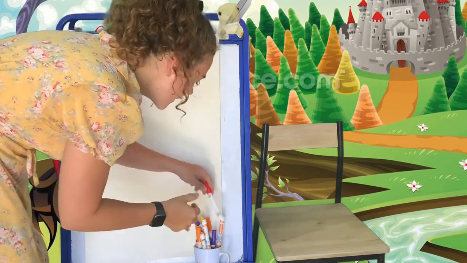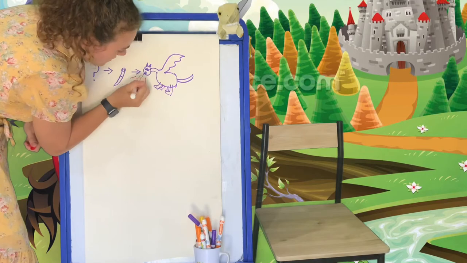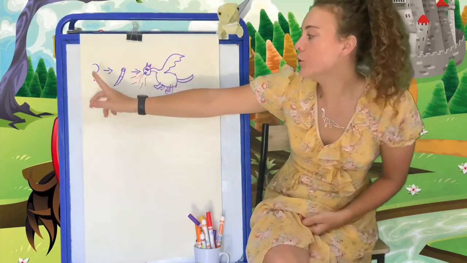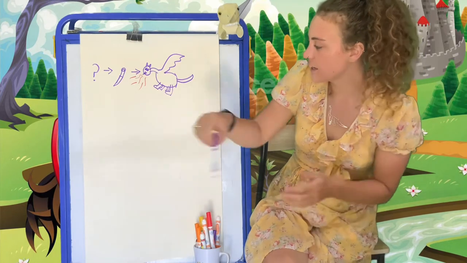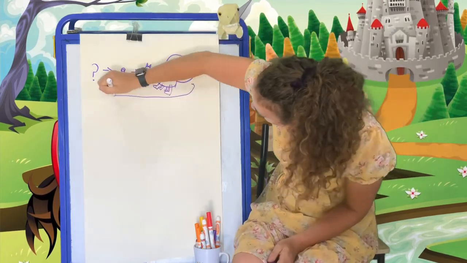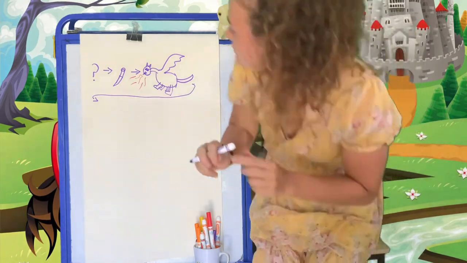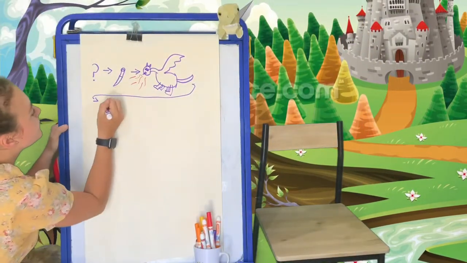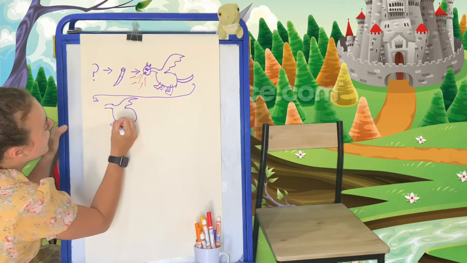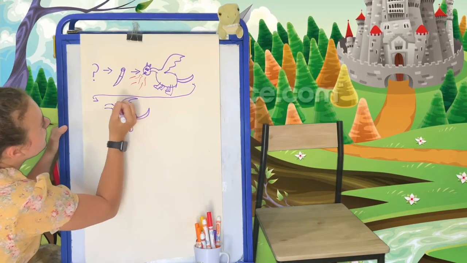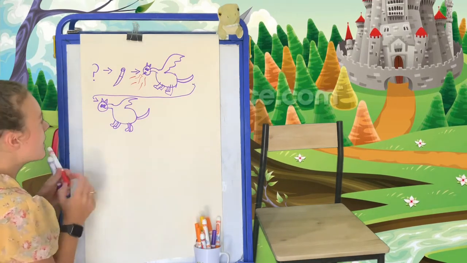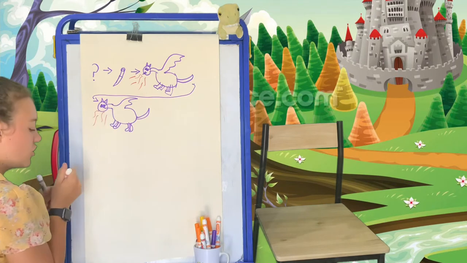I'm going to draw some fire coming out of his mouth. Okay? So now we've got, who will fight the fierce dragon? The next line is, fierce dragon. So I'm going to come down here. I'm going to start here. Make sure I put my arrows on. I'm going to have to draw myself another fierce dragon. Ooh, there's some legs. I'm gonna put some flames coming out of his mouth and some fire, because he's so scary. He is so fierce.